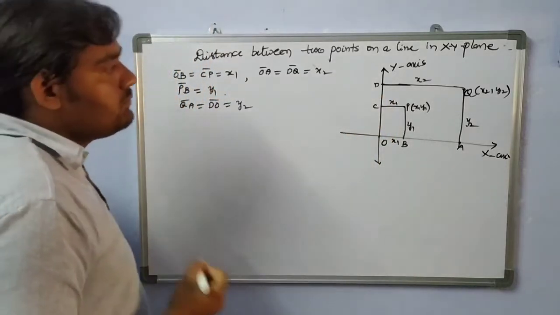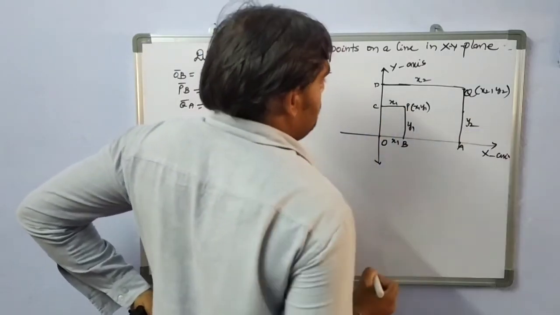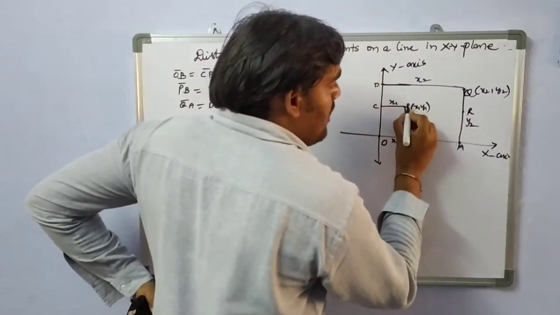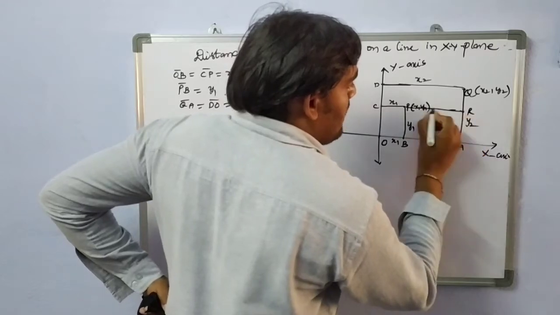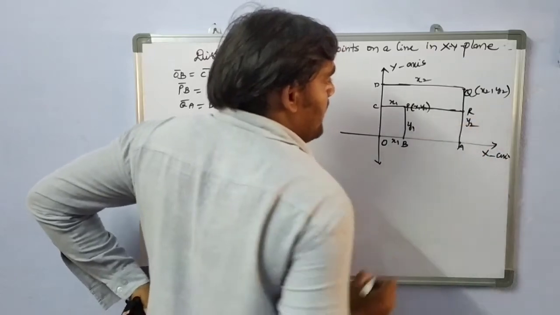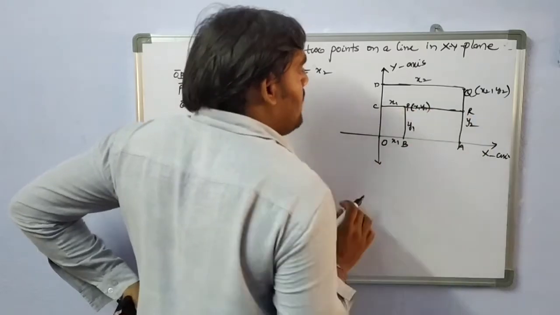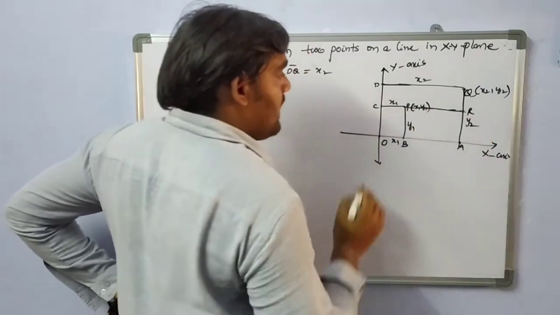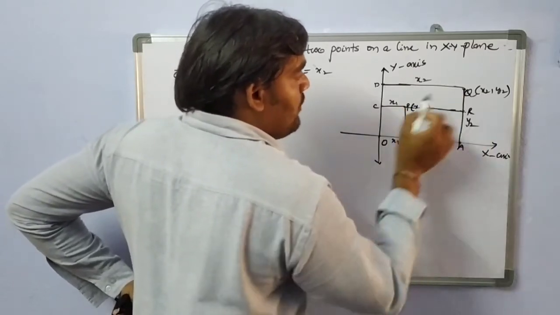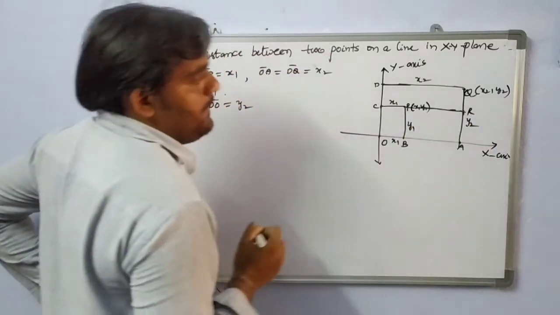After that, you need to extend CP up to R. Keep this one as R. You have to extend CP up to R like this. When you extend CP up to R, from here to here is CR. So the total length from here to here is x2, because DQ is same as CR. So that only from here to here is x2.